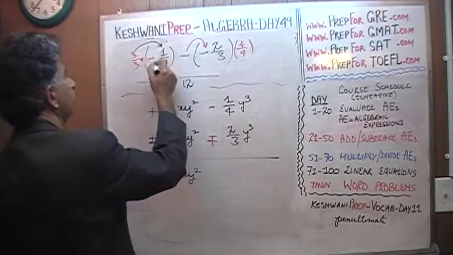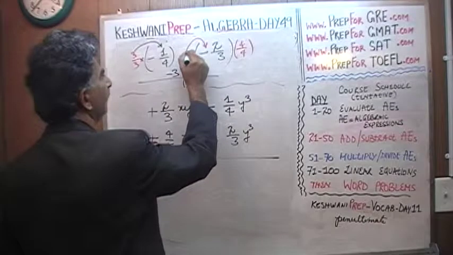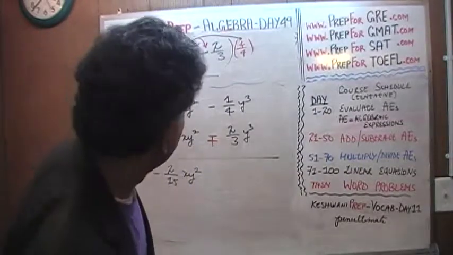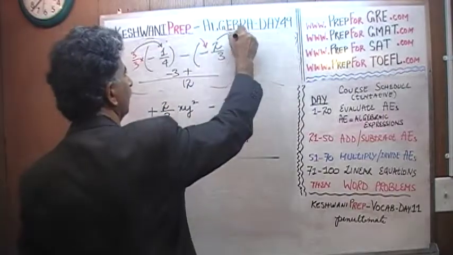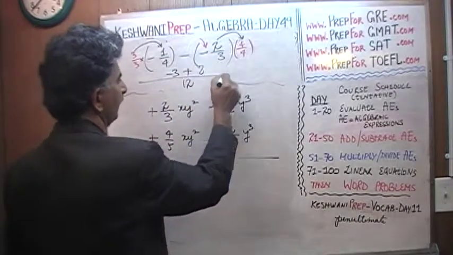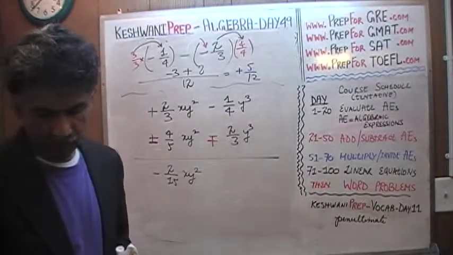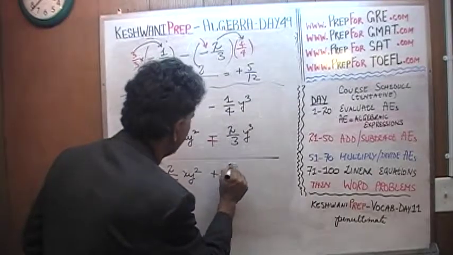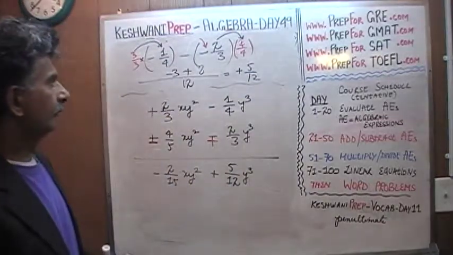3 times 1 is 3, and we have a negative in front of it, so negative 3. And then we have negative times negative is positive, and we have 2 times 4, which is 8. So negative 3 and a positive 8 gives us positive 5/12. And that's the coefficient of y cubed. Positive 5/12. That's it. That is your answer. That's it. We are done.